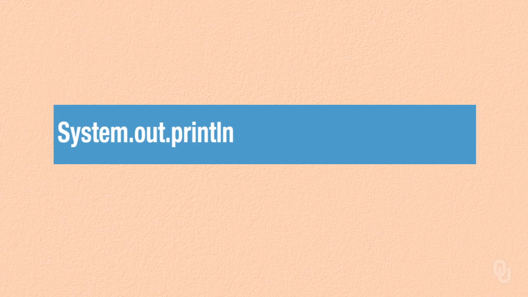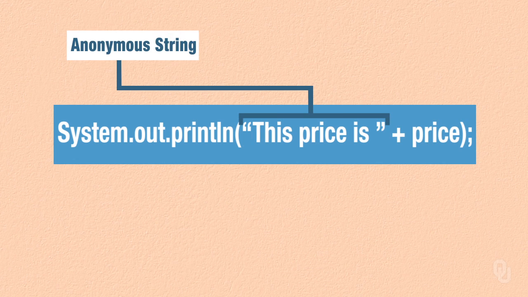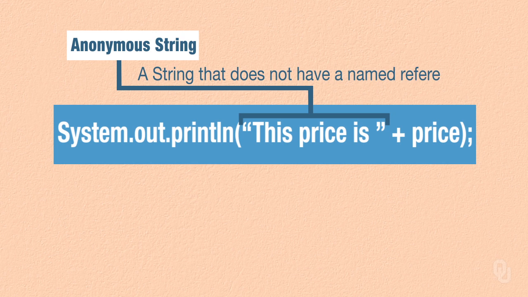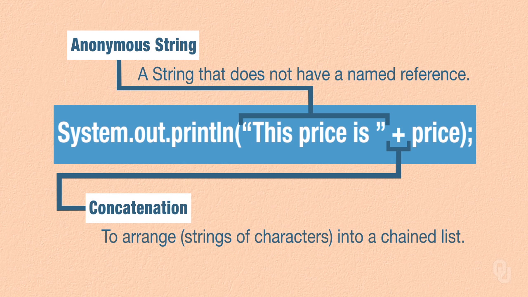In fact, we were constructing Strings without thinking about it when we were doing things like System.out.println("This price is " + price). The String "This price is " is called an anonymous String because it doesn't have a named reference. The plus operator represents concatenation, which means that the anonymous String object is combined with the character representation of the variable price and placed into another anonymous String that's then printed out on the console.